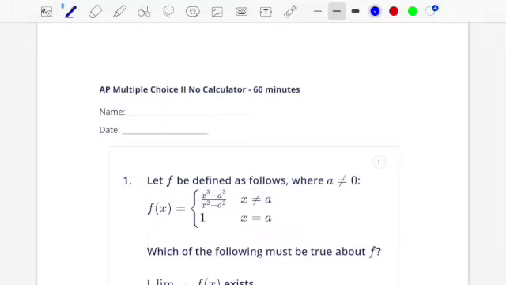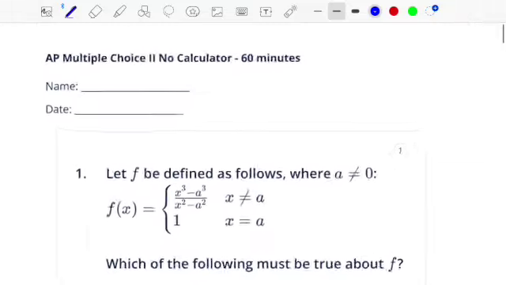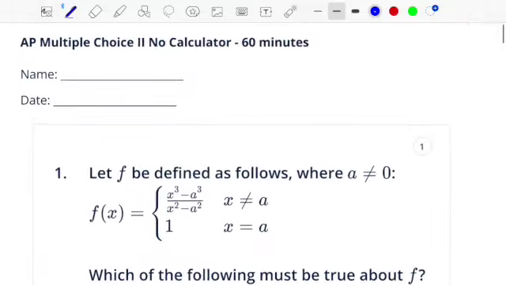All right, so welcome. Here we go, real time. What we're looking at is the multiple choice 2 no calculator, the 60-minute section that we did previously. I want to walk you through how I view the problems, and we're going to go from there.